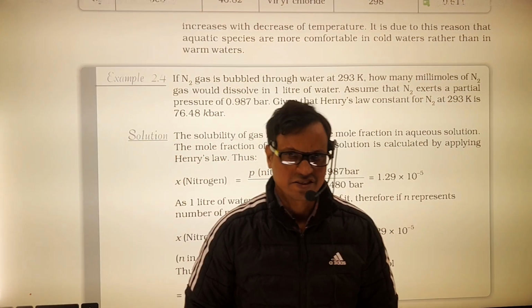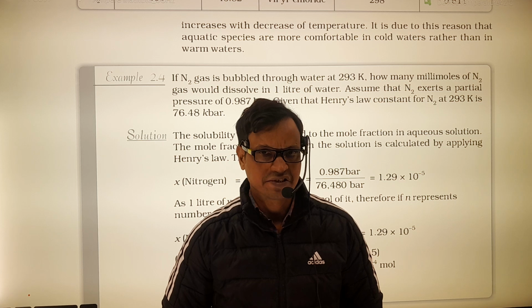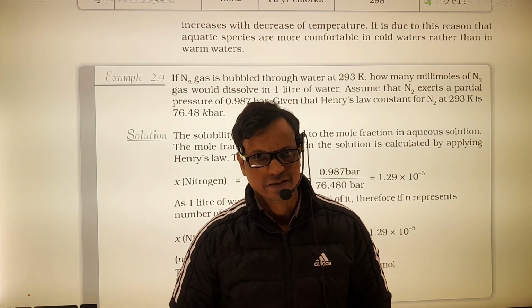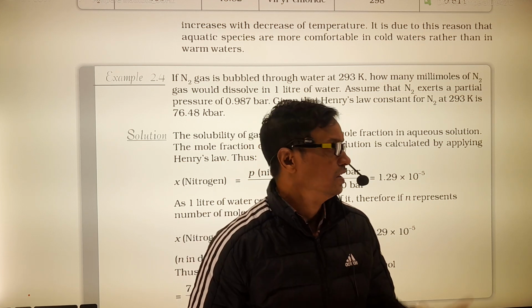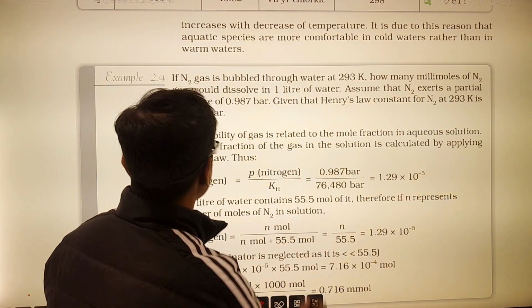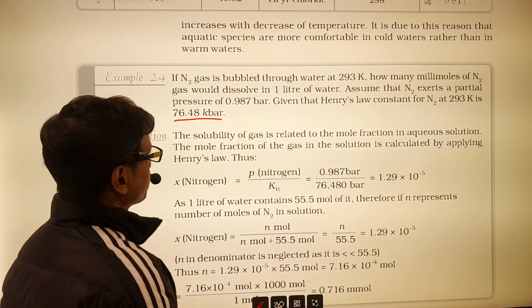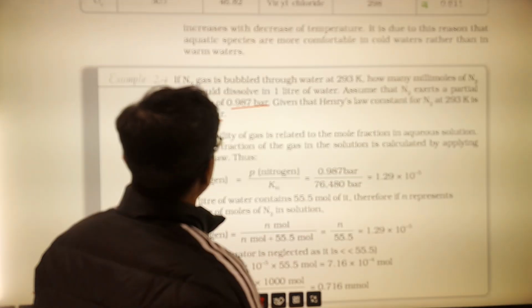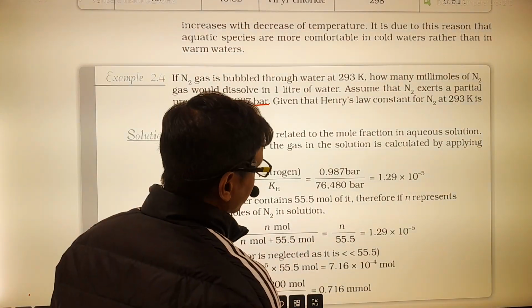This question is asked for 2 marks in the 12th board examination from the chapter Solutions, and here is how to write it so that you get 2 marks out of 2. Let's see. Here Henry's constant has been given, and the partial pressure exerted by nitrogen gas has also been given. It asks how many millimoles of nitrogen gas would dissolve in 1 liter of water.